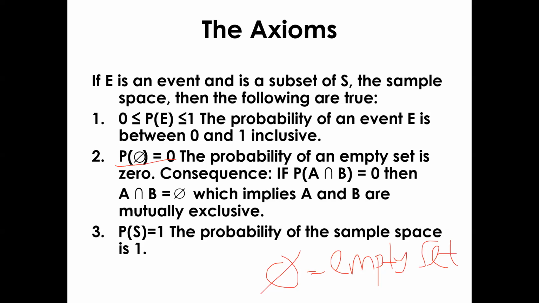Now, in a situation where A and B are mutually exclusive, where either A occurs or B occurs, it means they are not going to have anything in common. What they have in common is empty, so the probability of A intersection B is equal to 0, because the probability of an empty set is 0. Then the probability of a sample space is equal to 1, because that's a sure event: at least one event must occur in the sample space. That's what I'm talking about in number 3.